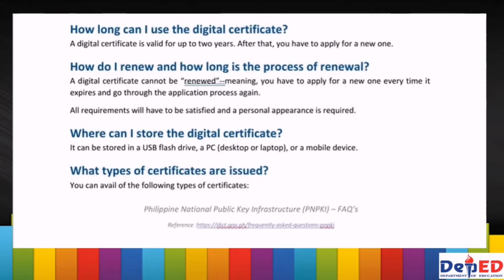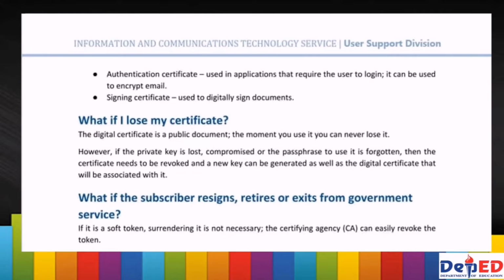The next question, what types of certificate are issued? You can avail of the following types of certificate. Here are the types of certificate issued. The first one, authentication certificate. Authentication certificate is used in applications that require the user to log in. It can be used to encrypt email. And the second one is signing certificate. Signing certificate is used to digitally sign documents.